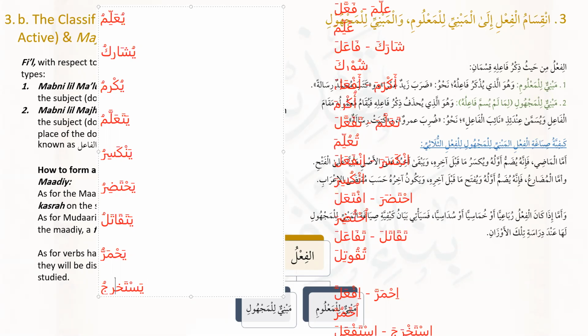طيب, now we have the principle for the mudari. Now يعلم, he is teaching. You want to say he is being taught. So you apply the principle of مبني للمجهول for the mudari. You put a dhamma on the first letter and a fatha on the second last letter. Yalla. So what will be the result of يعلم? What will be the مبني للمجهول form of يعلم?